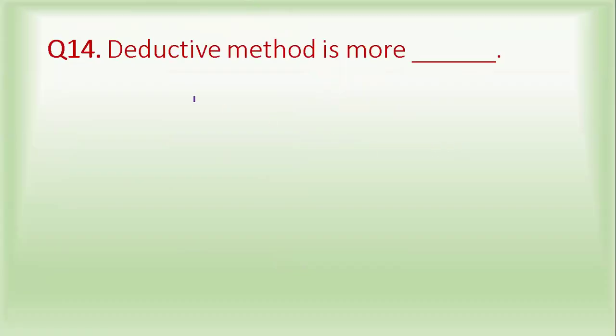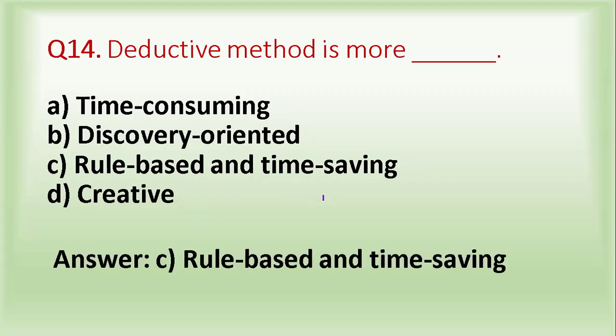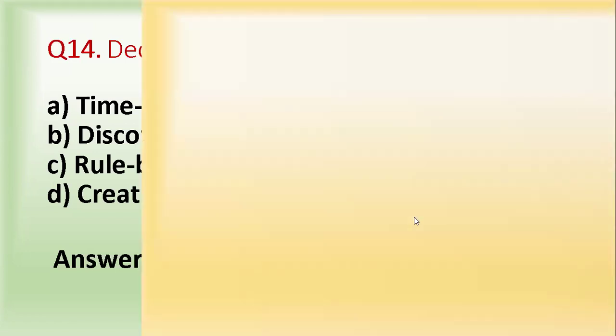Next. 14th one. Deductive method is more dash. Options are time consuming, discovery oriented, rule based and time saving, creative. This is easy question. Answer is C. Rule based and time saving.